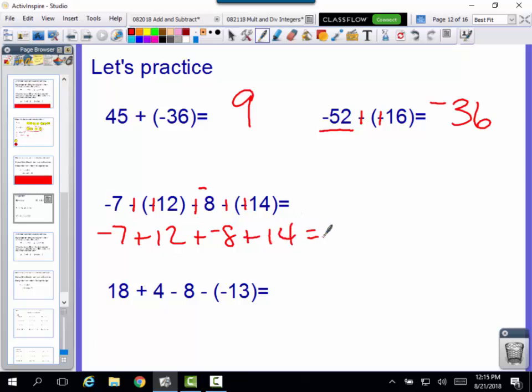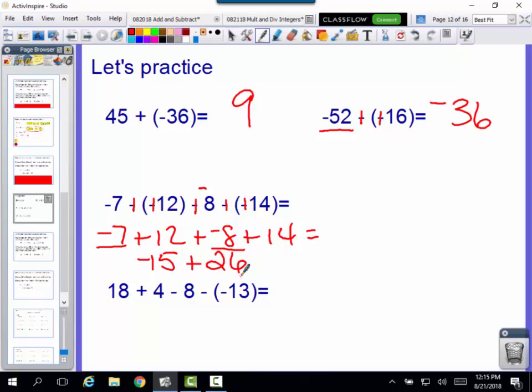Now, what I'd like for you to do once we have everything into an addition problem is combine things that are alike. So this negative 7 and this negative 8, I'm going to add those together. And I'm going to end up with a negative 15. And then I'm going to take my 12 and my 14 and put those together because they're both positive. We end up with a positive 26.